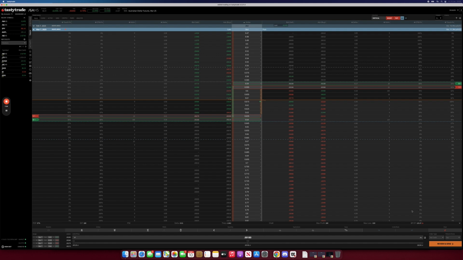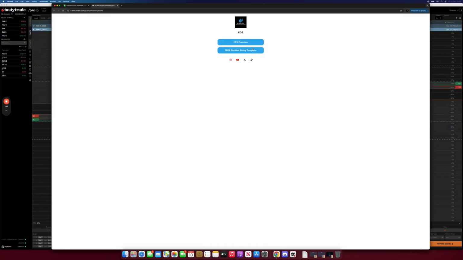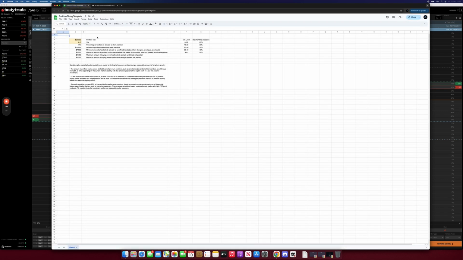So the only thing left to go over is how much buying power you should be allocating to your positions. Well, we've created a free position sizing template for everybody to use and get a hold of. The link will be in the description. Just click that button and it will take you over to the spreadsheet. The way it works is you enter in the size of your portfolio. Say you have a $50,000 portfolio. You can then enter in whatever the current VIX level is, and everything will then be automatically calculated for you.